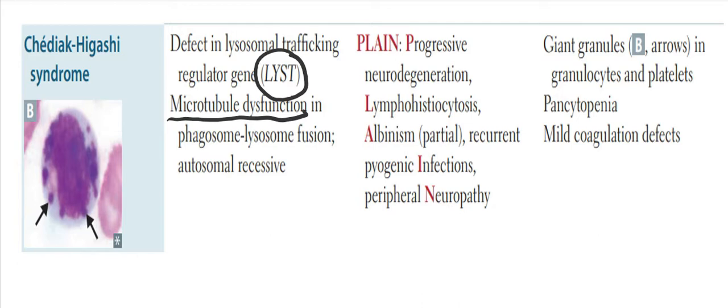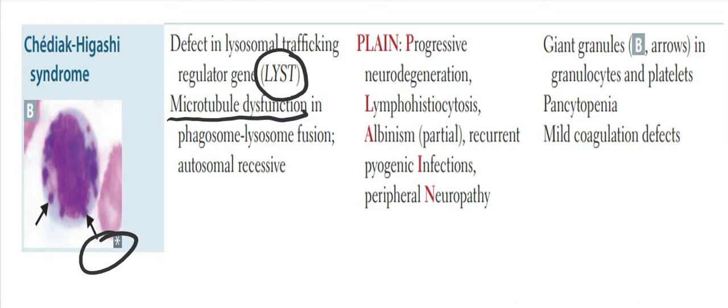These patients will experience neurodegeneration, histiocytosis, albinism, infections, and neuropathy. Lymphohistiocytosis is the presence of elevated lymphocytes and histiocytes. And additionally, these large granules will be present in granulocytes and platelets.